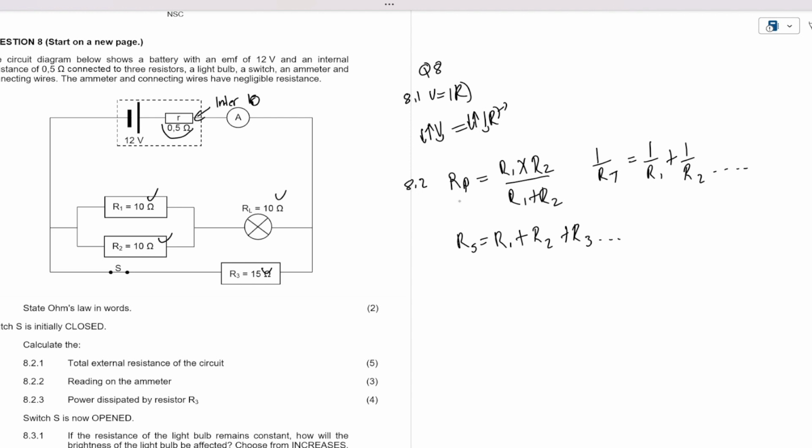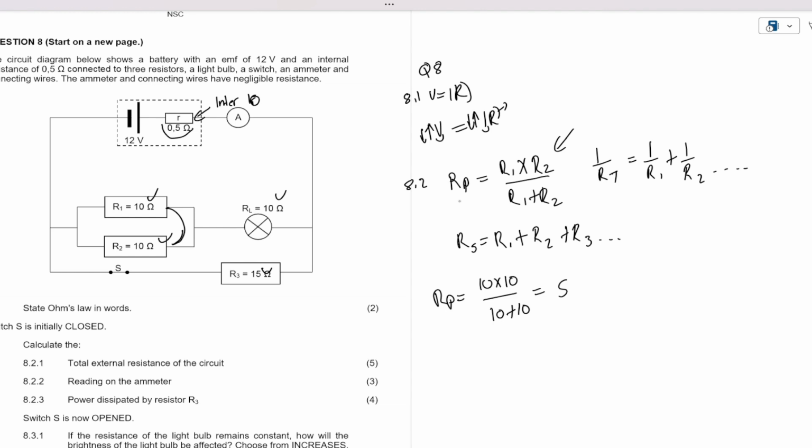You must note one thing here. An important thing you have to do in electricity is to be able to group resistors. When you check, this resistor and this resistor are in parallel with one another. So we must start with them and say RP equals, substituting in this formula, 10 times 10 over 10 plus 10. So it's 5. It's going to give us 5.